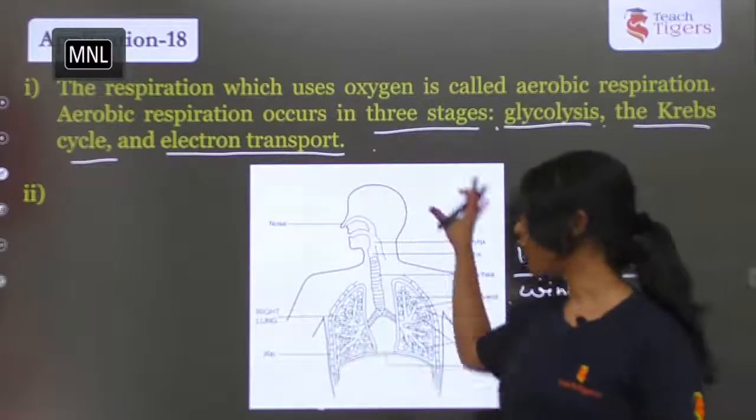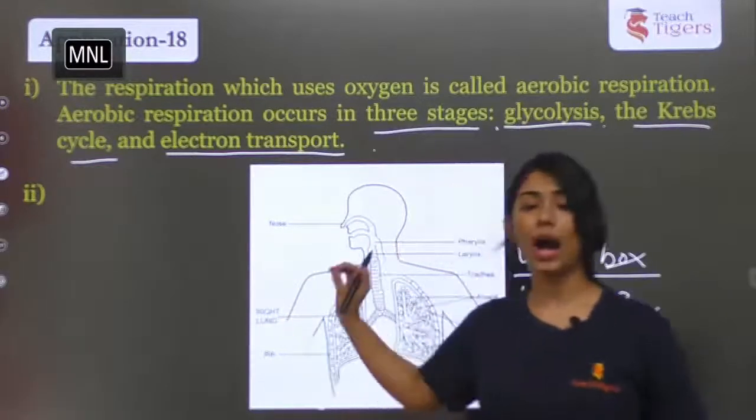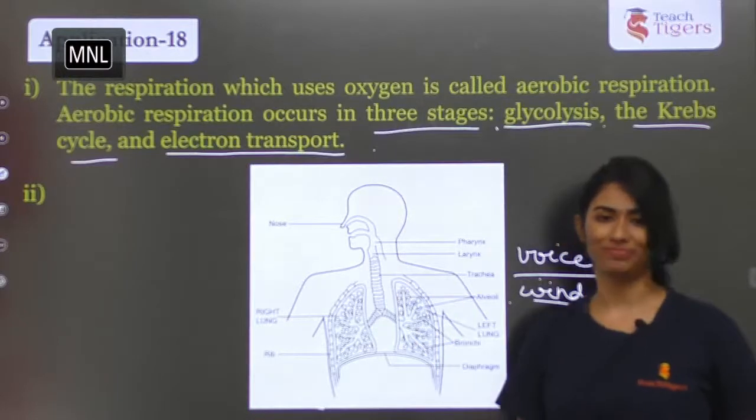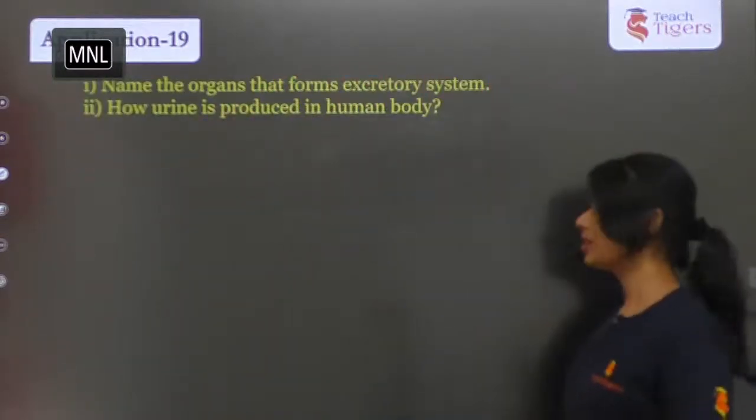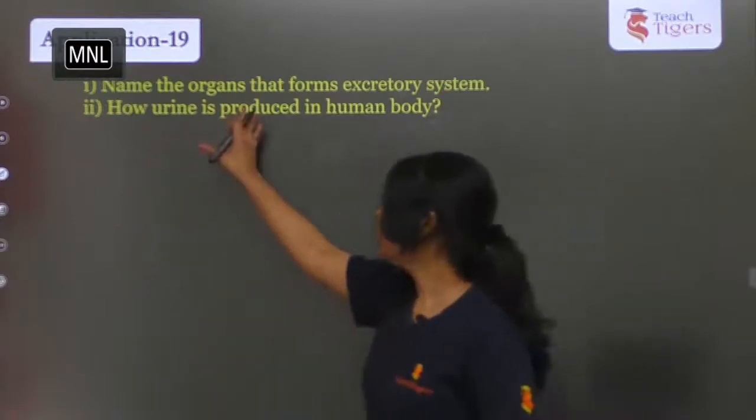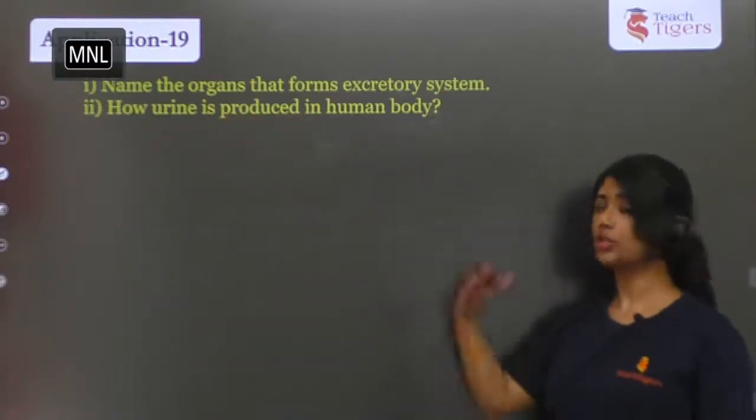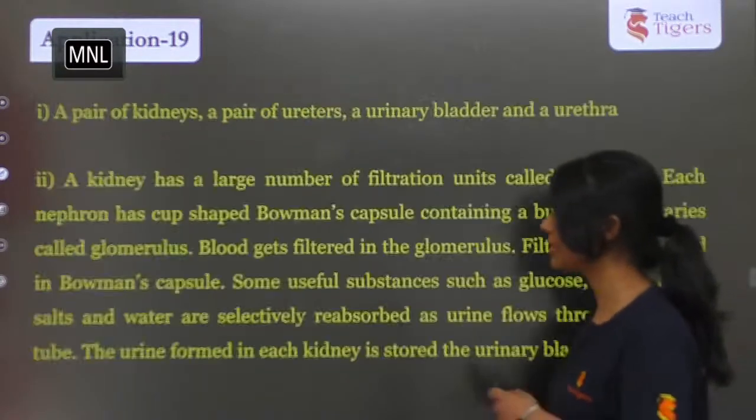Okay, so you need to draw the diagram and you need to label the parts that have been asked in the question. Next, name the organs that form the excretory system and explain how urine is produced in the human body. Okay, so this is another 5-mark question. So let us discuss the answer.